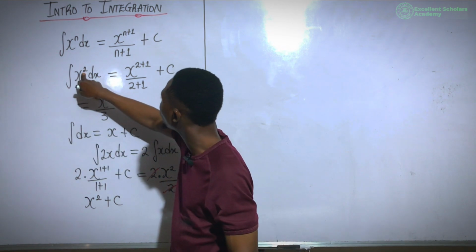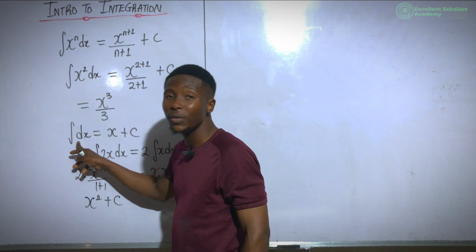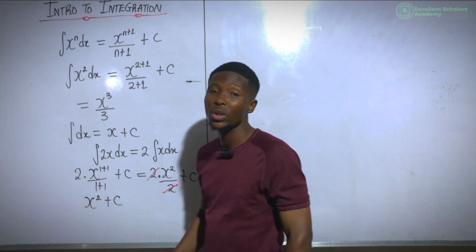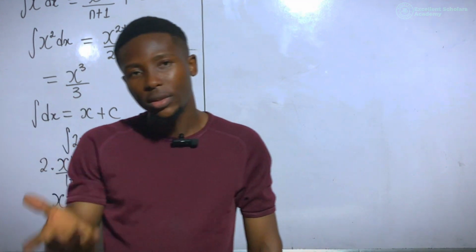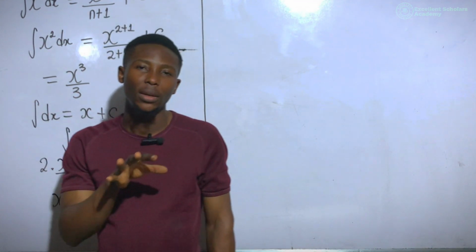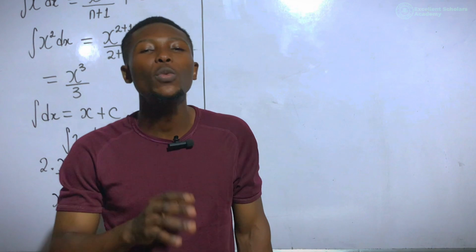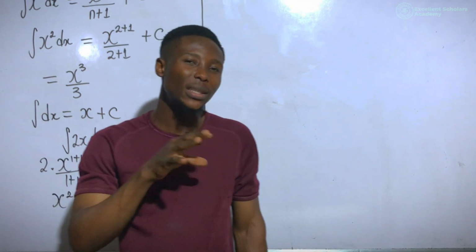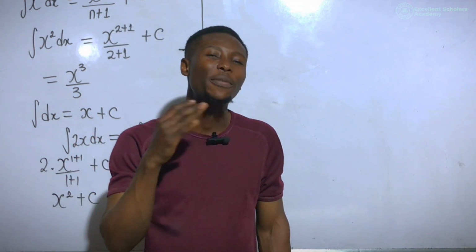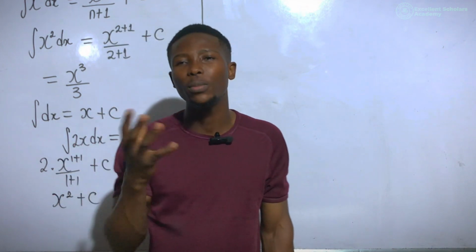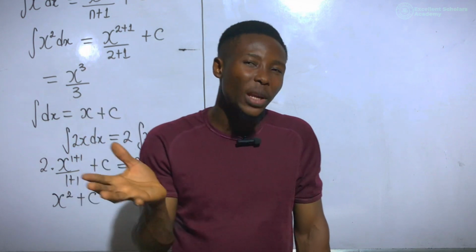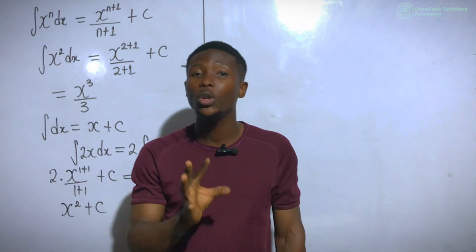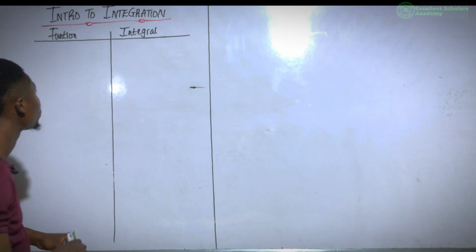Coming back here, the integration of x squared gives us x to the power of 3 over 3. The integration of dx gives us x plus our constant, and then the integration of 2x gives us x squared plus c. Now, these are the basic things you need to know. Now, I'll be giving you basic formulas on integration because many students often forget these principles and these formulas. That's why they find themselves not being able to solve some questions or some problems they encounter when they're dealing with integration questions. So I'm going to be giving you the basic principles you need to know.